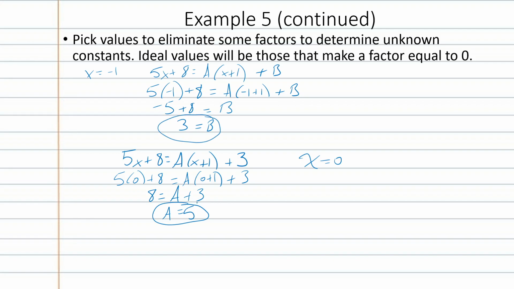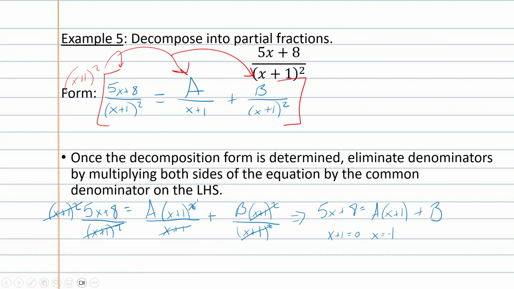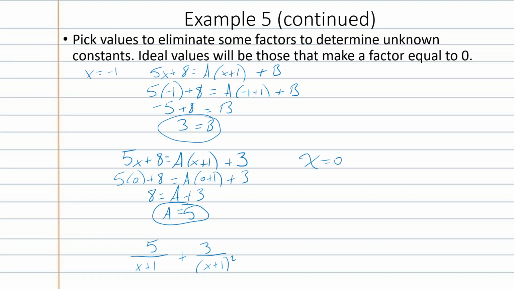Now I can set up my partial fraction. It should look like 5 over x plus 1 plus 3 over x plus 1 squared, because that was the initial breakdown that we had: a over x plus 1 plus b over x plus 1 squared. My a is 5, my b is 3. This is my partial fraction decomposition.